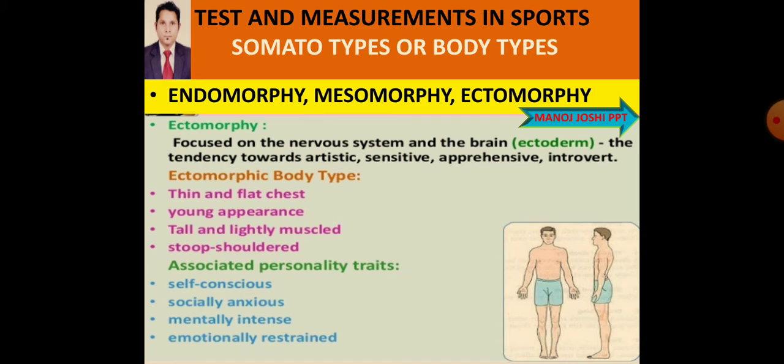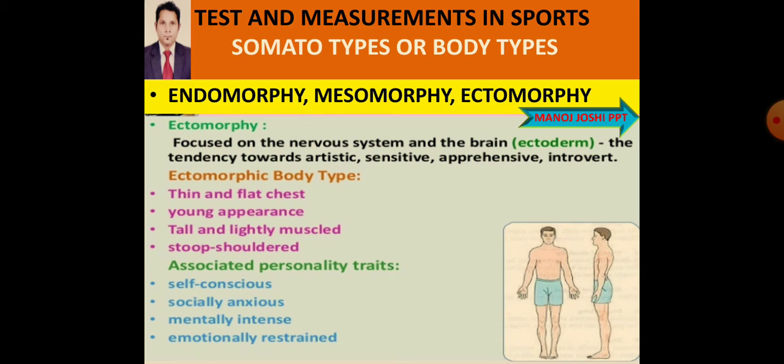The body type of an ectomorphic is thin with a flat chest, young appearance, tall and lightly muscled, with stooped shoulders. This is the body type of the ectomorphy. And the personality traits associated with the ectomorphy body type are these: they are self-conscious, socially anxious, mentally intense, emotionally restrained.